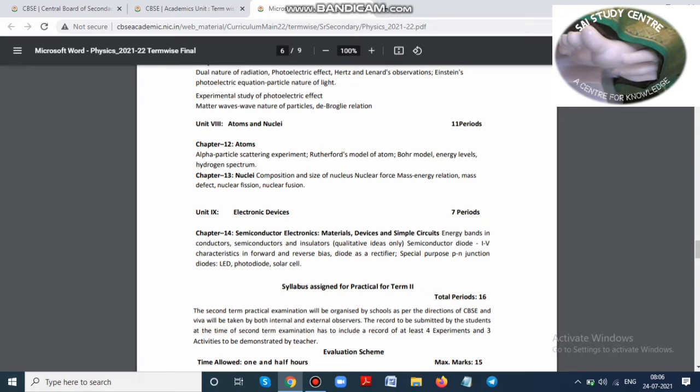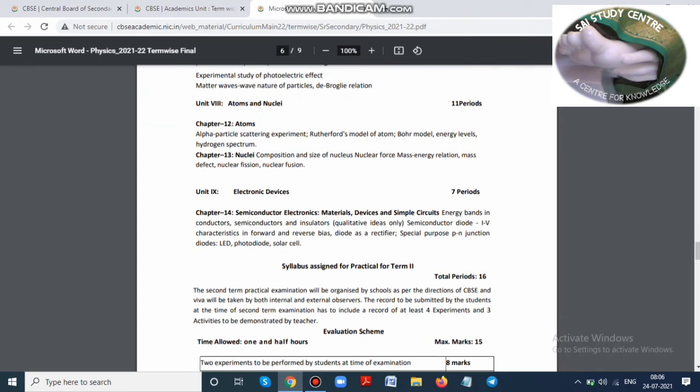When you come to atoms and nuclei, the alpha particle experiment and Rutherford's model. When it comes to the nucleus, it is only like last year: alpha, beta, gamma, radioactivity are all removed. We are going to start this chapter only with the mass energy relationship, mass defect, nuclear fission, and nuclear fusion. Semiconductors: energy bands, semiconductors and insulators with a qualitative study, diodes, I-V characteristics in both forward and reverse bias, and special purpose PN junction diodes. In that, we are not going to study the Zener diode this year also. We are going to study LED, photodiode and solar cell.